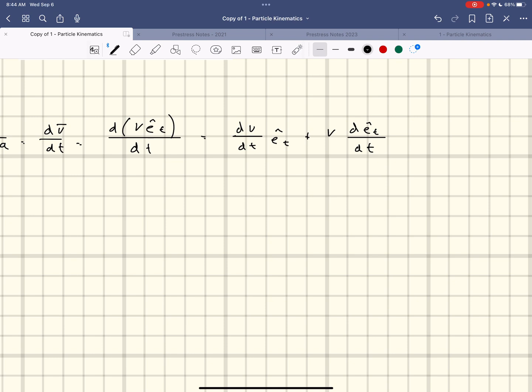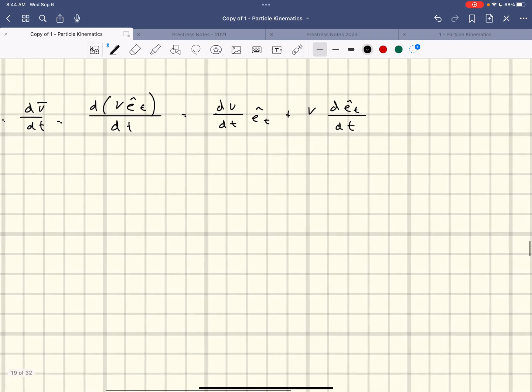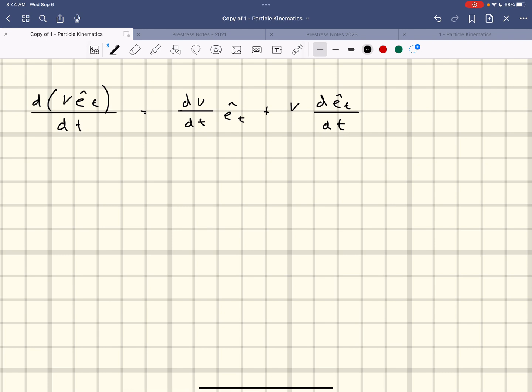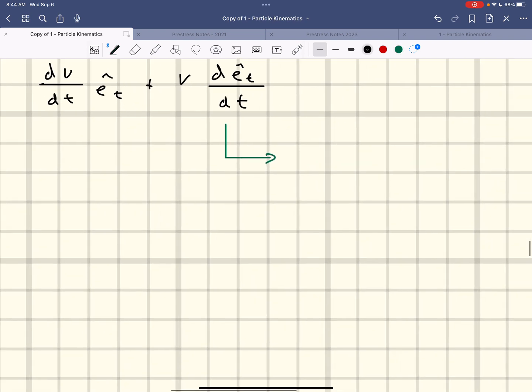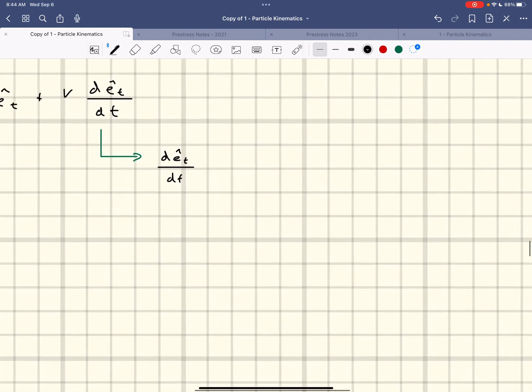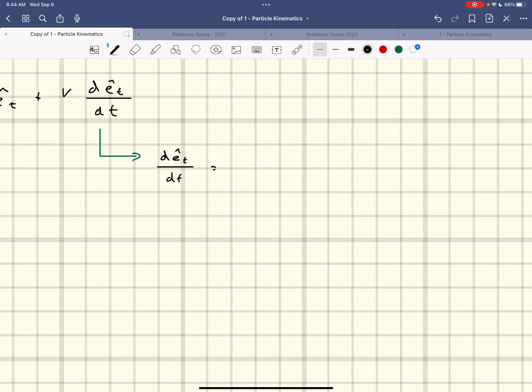This is where the stuff we did before on the previous page comes into play. If we take the derivative of a base vector, this becomes this right here. So if we take d e_t hat dt, that's equal to d theta dt in the n direction, normal, which is going to be e_n hat.